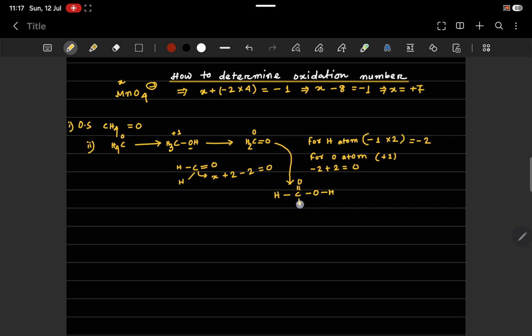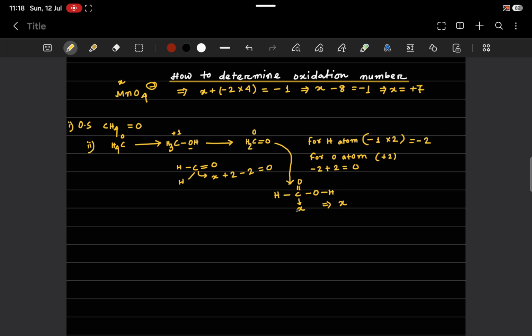Let's say this is X. If we try to find out, this is X. So then, if we consider the oxidation number of the carbon atom as X, then we have to follow a different approach. But if we are not considering X and try to find it out directly, then the magnitude will change.